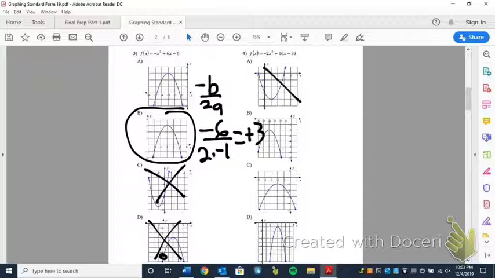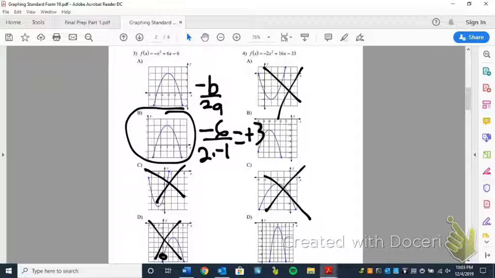Number 4 opens down, so we can get rid of A. We know the y-intercept is at negative 33. So we can get rid of C, because there the y-intercept is at negative 3. Remember, we'd graph 0, 3, or 0, negative 33. So that leaves us again with B and D.